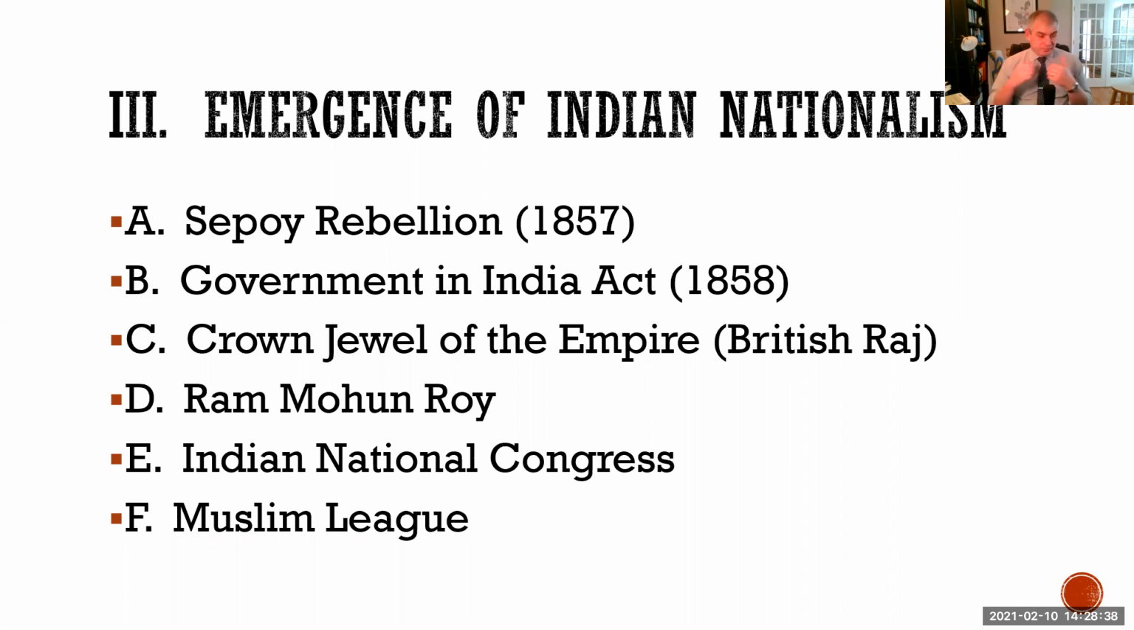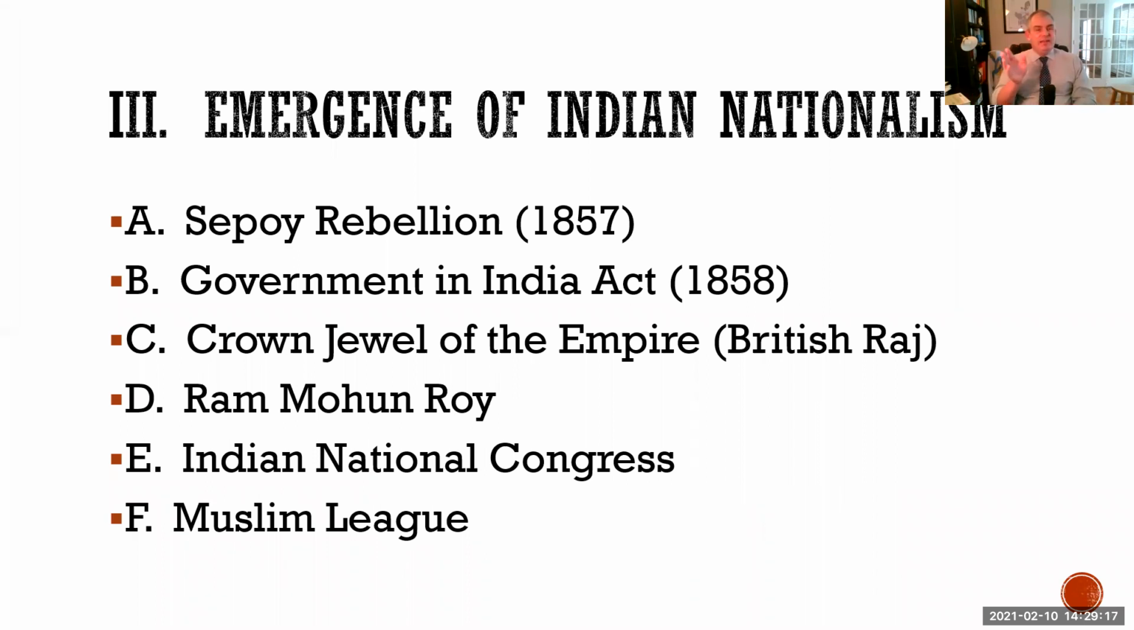And as a result, you have this rebellion that blows up into a conflict that takes the British government about a year to suppress. The British have to commit more troops to suppress the Sepoy Rebellion. And in 1858, the British passed the Government in India Act. What the Government in India Act does is allow the Parliament of Britain to govern the affairs of India as a colony. And now India becomes part of the British Empire.